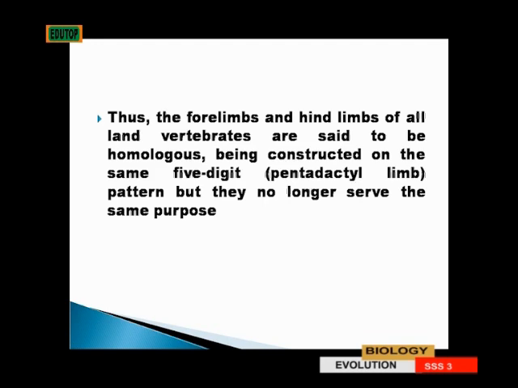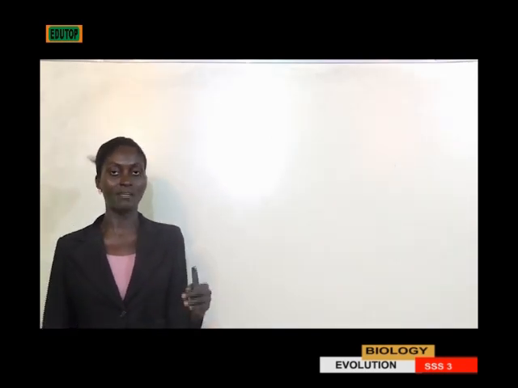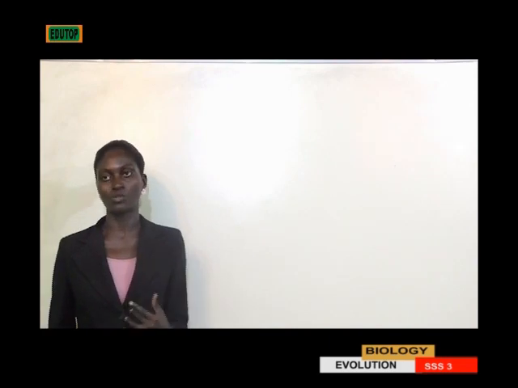In man, for instance, man is erect, so he's standing upright. He's not walking on his forelimb, unlike other animals. We have the monkey, which is not erect, so it walks on its forelimb. So even though they have the same pentadactyl limb, they no longer serve the same purpose. So that's an example of divergent evolution.